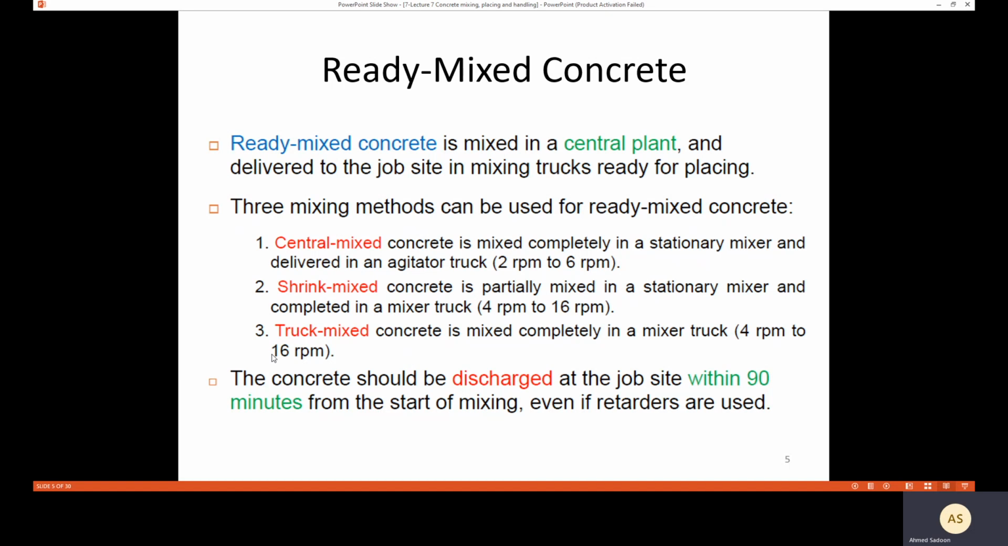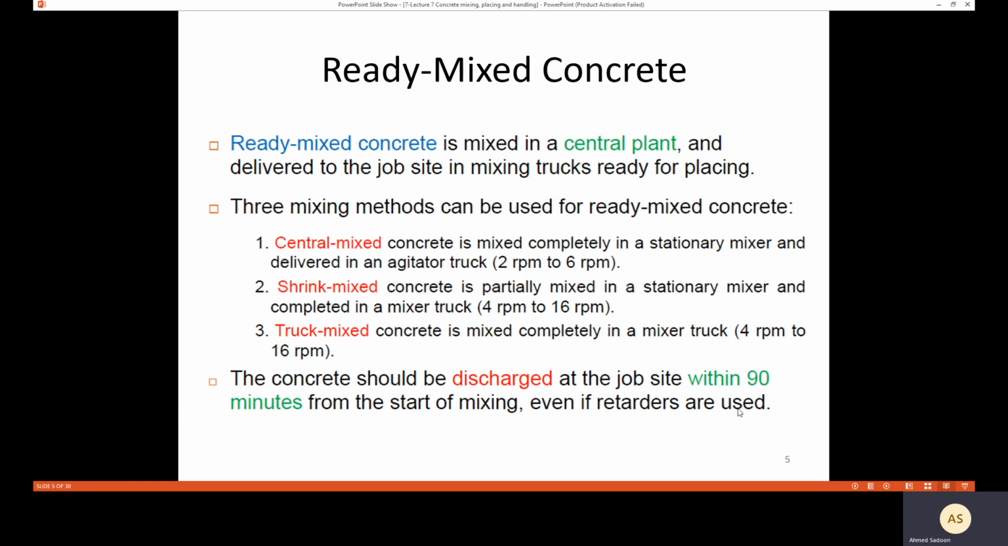And it's worth noting that the concrete should be discharged at the job site within 90 minutes from the start of the mixing. So within 1 hour and a half, we should deliver the concrete from the ready mix plant to the job site within 90 minutes.